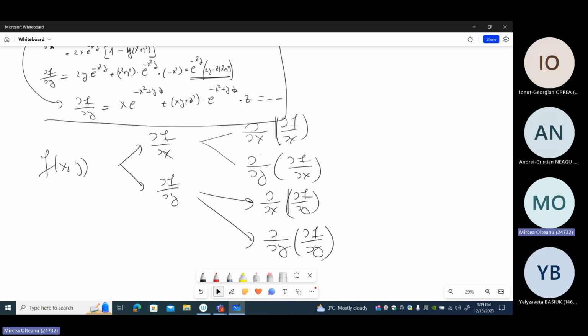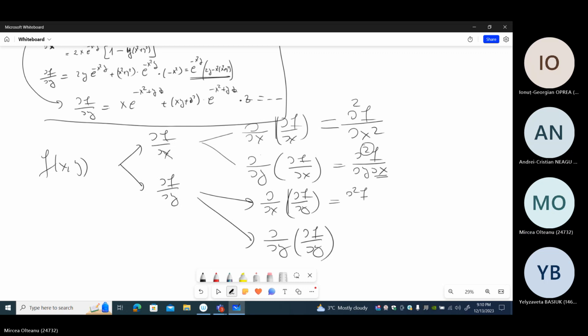Now there are some specific notations. This one is denoted as ∂²f over ∂x². It means that we shall differentiate two times the function f with respect to the variable x each time. This is denoted by ∂²f over ∂y∂x, and it means that we shall differentiate two times the function f as follows. First, with respect to the variable x, and then the result with respect to the variable y.